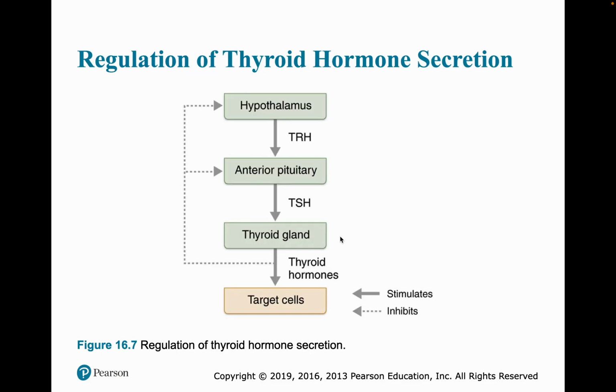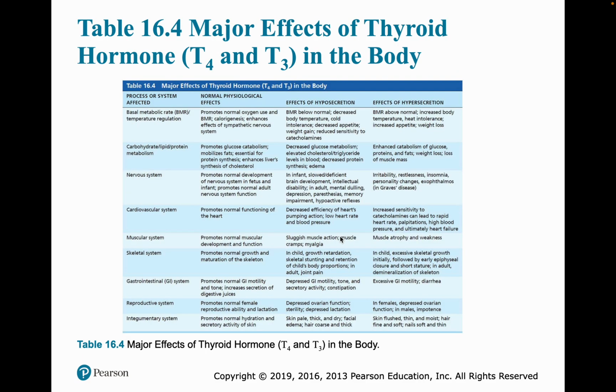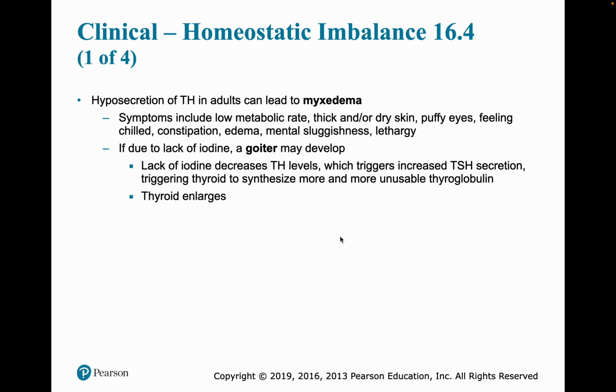So figure 16.7 summarizes that for you. And table 16.4 gives you a lot of the information about the controls and effects of thyroid hormone. Homeostatic imbalances: hyposecretion of thyroid hormone in adults leads to something called myxedema.